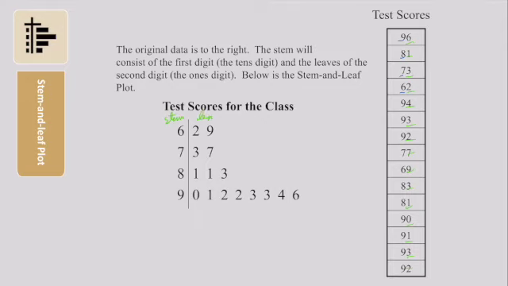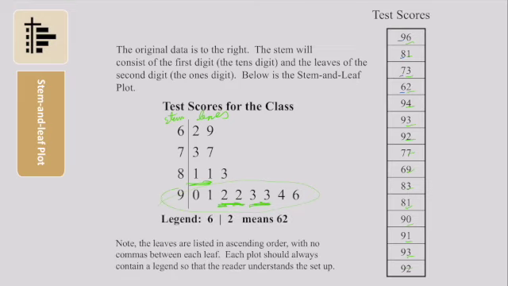And as you can see, because the score of 92 and 93 occurred twice, we did list those 2s and each of those 3s twice. Same thing with a score of 81. So from this, you can see the test scores, and you can see that most students scored 90% or above. Note that the leaves are listed in ascending order with no commas between each leaf. And each plot should always contain a legend so that the reader understands the setup.